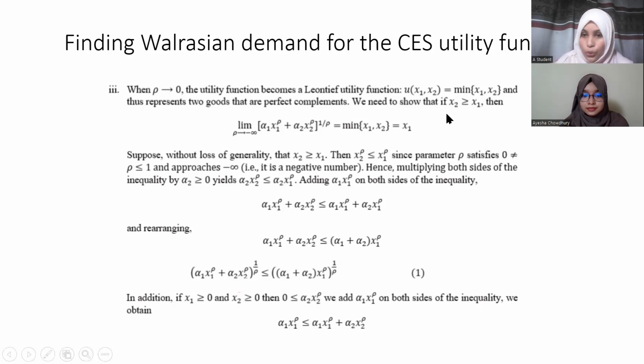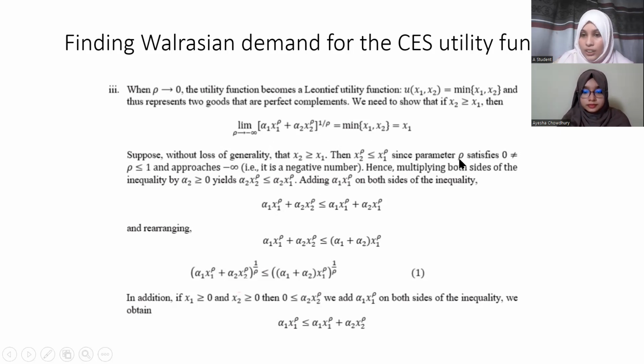So here we need to show that if x2 is more preferable or equal to x1, then the limit as rho tends to negative infinity of (alpha 1 x1 to the power rho plus alpha 2 x2 to the power rho) whole to the power 1 by rho equals the minimum of x1 and x2. Suppose without loss of generality that x2 is more preferable or equal to x1, then x2 to the power rho is less or equally preferable to x1 to the power rho.